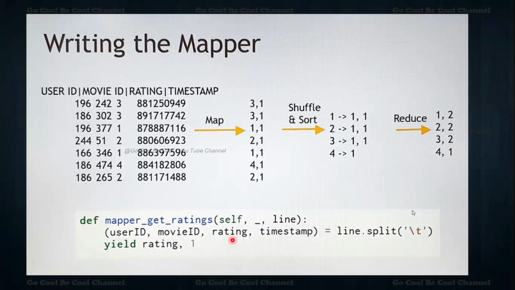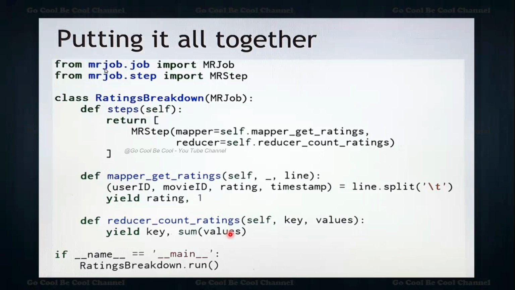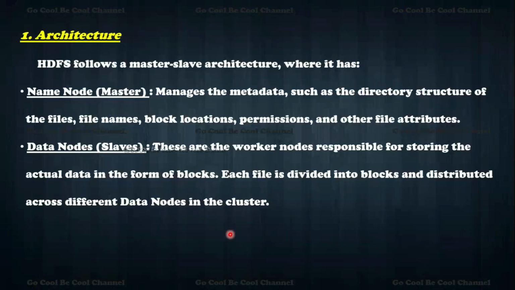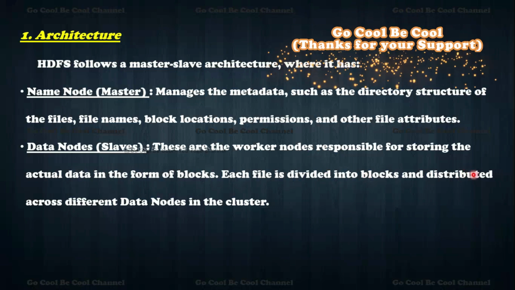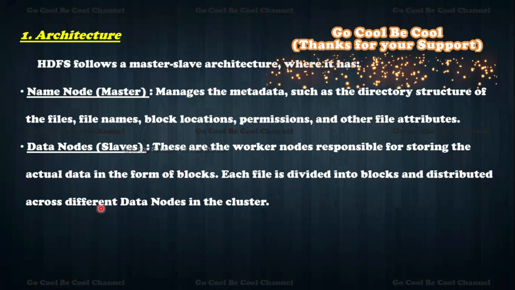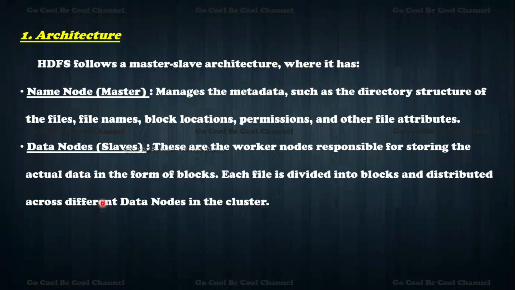Now let's understand the architecture. HDFS follows a master-slave architecture. Before going into the depths, we will understand the name node, which is the master and manages the metadata, such as the directory structure, file names, block locations, permissions, and other file attributes. Data nodes are the slaves, the workers. They are responsible for storing the actual data in the form of blocks. Each file is divided into blocks and distributed across different data nodes in the cluster.